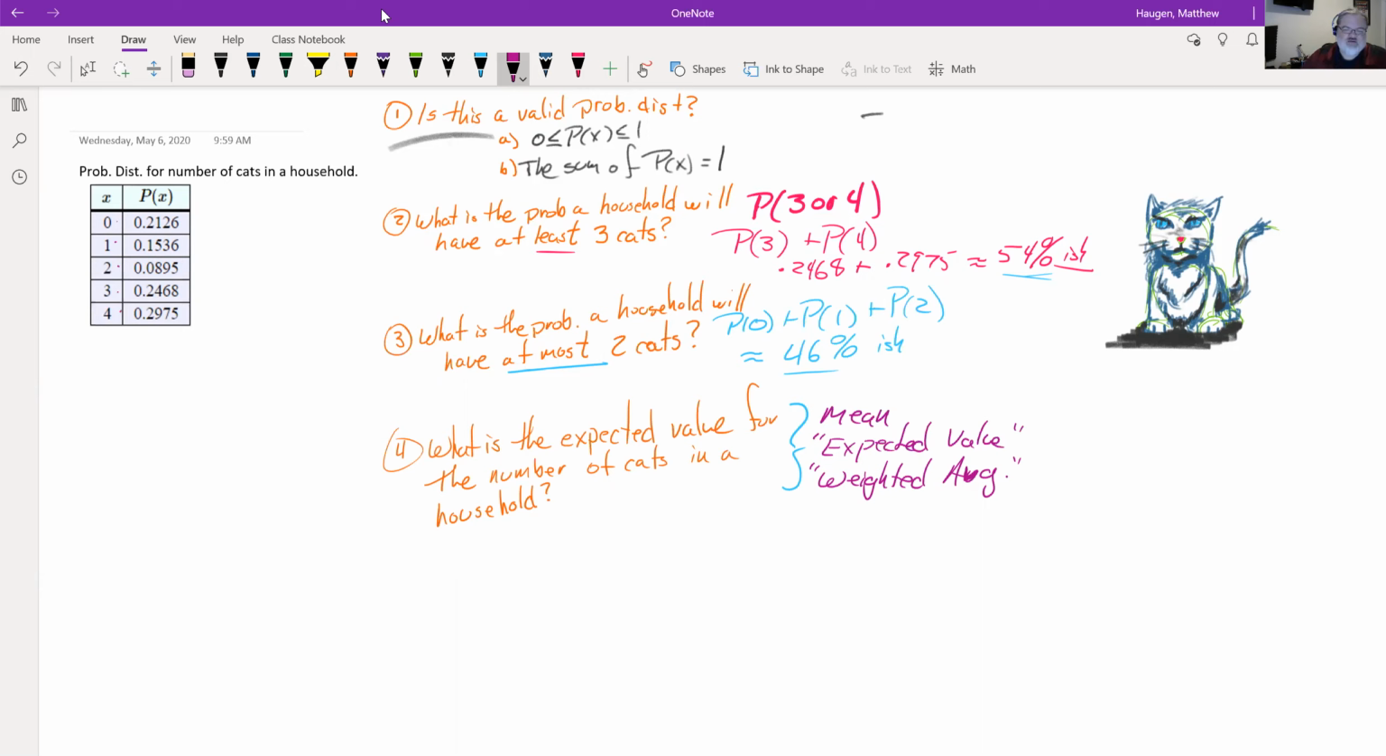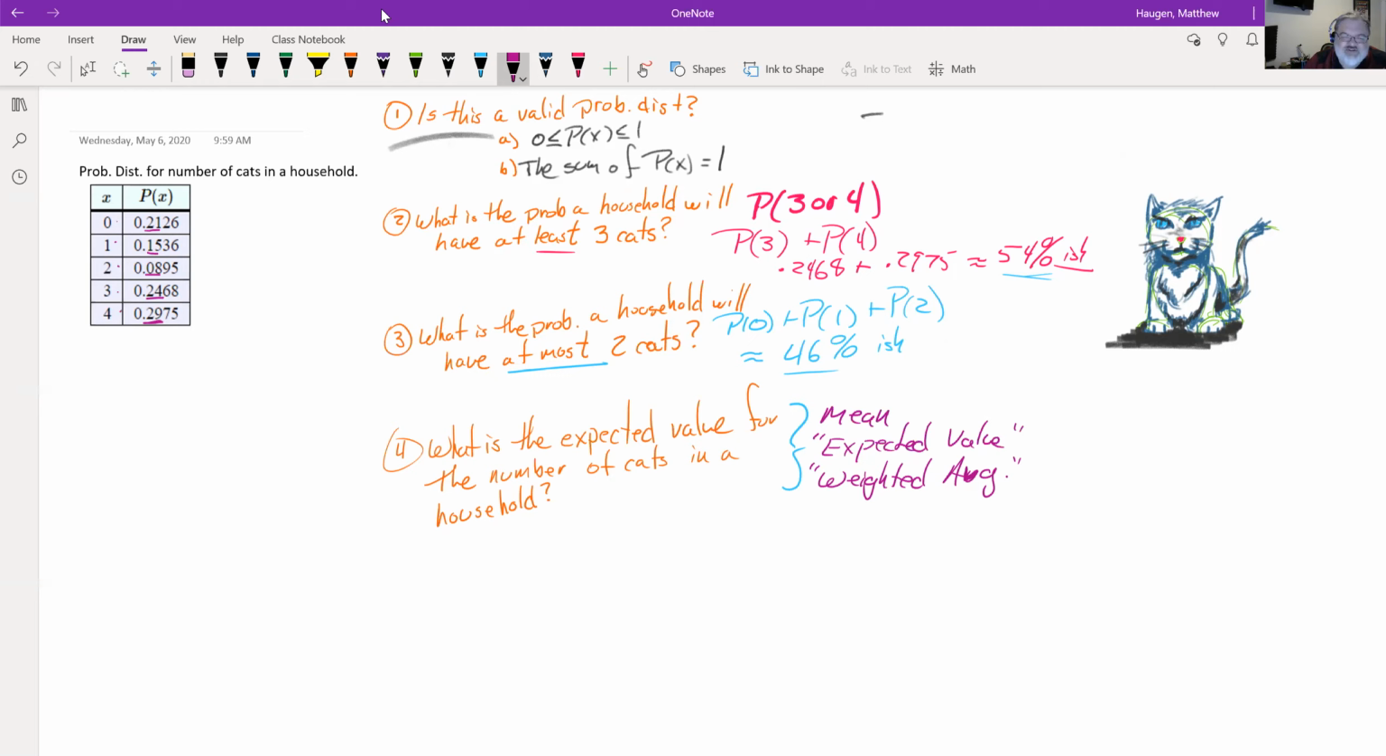So we can think about it a couple different ways. We can imagine that all of these are percents. If this was 21%, 15%, almost 9%, 24%, and 29%, almost 30%. If those were all expressed in percents, percent essentially means per 100, right? The centi from the Latin for 100. So we could imagine we had 100 cats. That's a lot of cats.